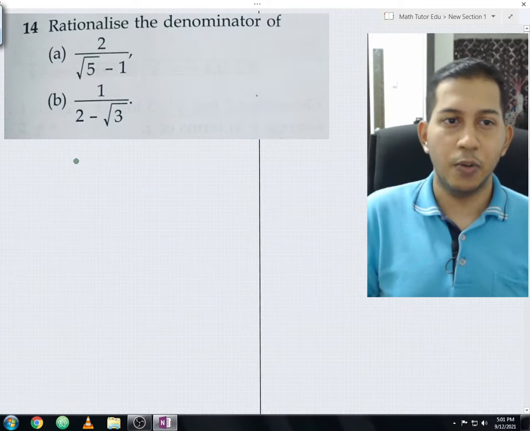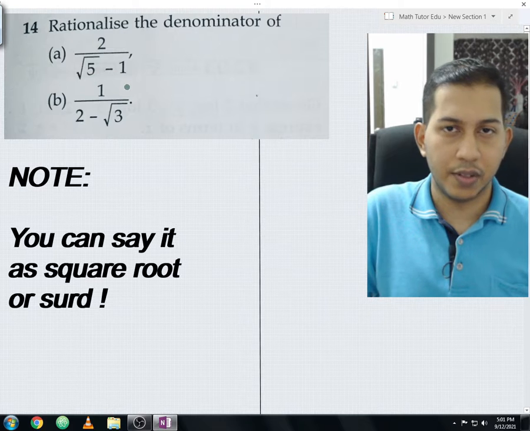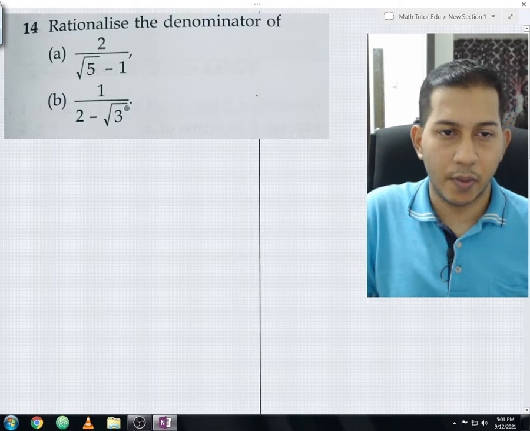Let me read the question now. Rationalize the denominator of 2 over square root 5 minus 1. So this is for the question part A. For the question part B, 1 over 2 minus square root 3.